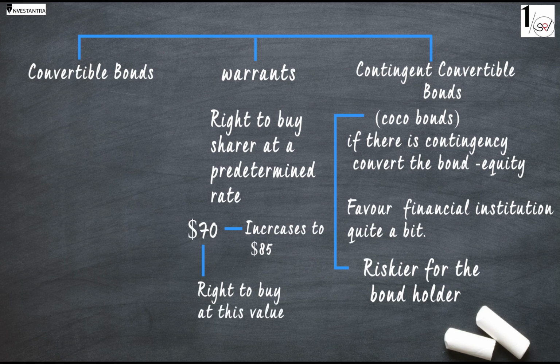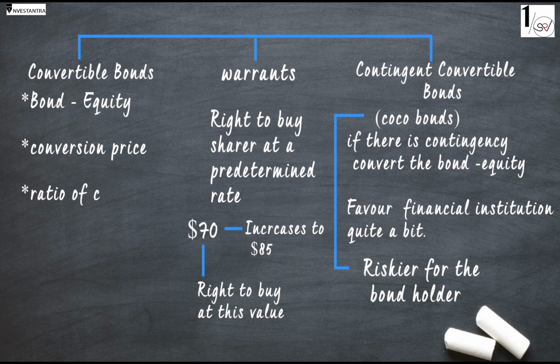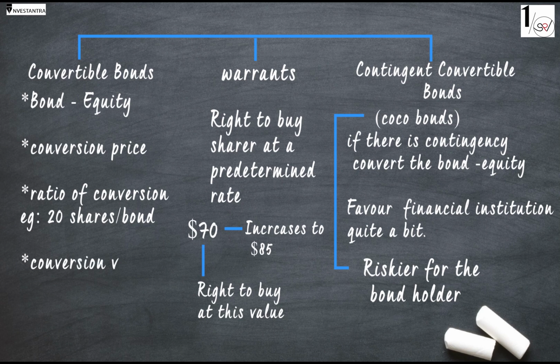So convertible bond basically gives you the right to convert a bond to equity. A conversion price. Then there's a ratio. Ratio of conversion. 20 shares per bond. Then you have conversion value. You said market price, but the word current is important. This is a threshold.